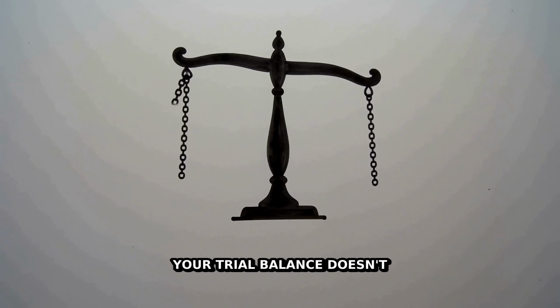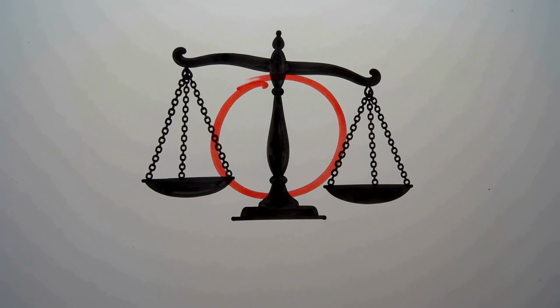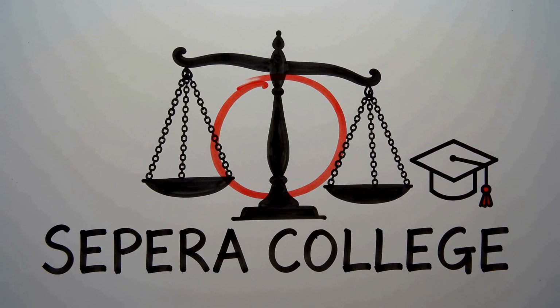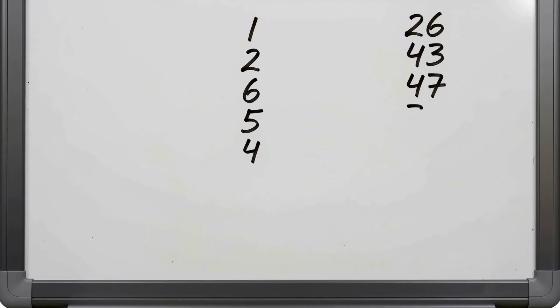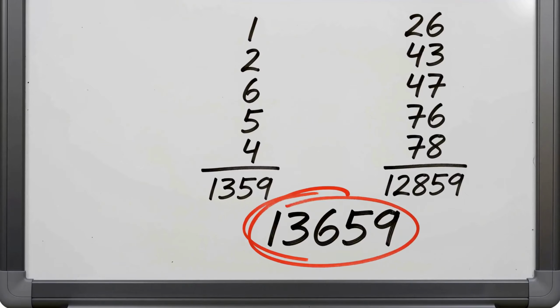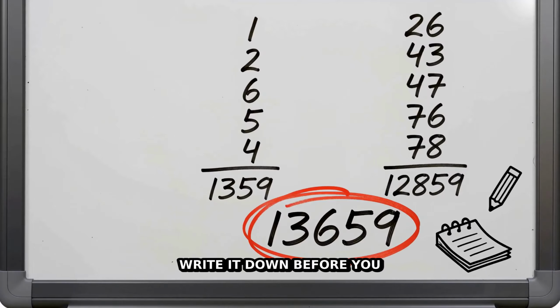Your trial balance doesn't balance. Don't panic. At Sepera College, this is one of the first skills we teach. Here's how it works. The totals should match. When they don't, the difference itself is your first clue. Write it down before you touch anything else.